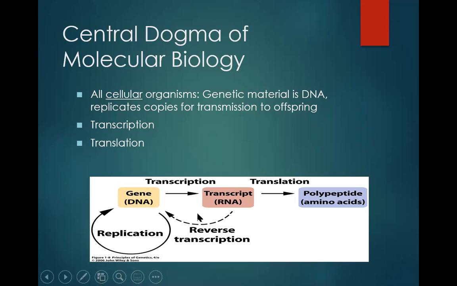Some viruses will use RNA as their genetic material, and a few viruses can do reverse transcription, where they make DNA from RNA. But everything that's a cellular organism, not including viruses, will use this central dogma.